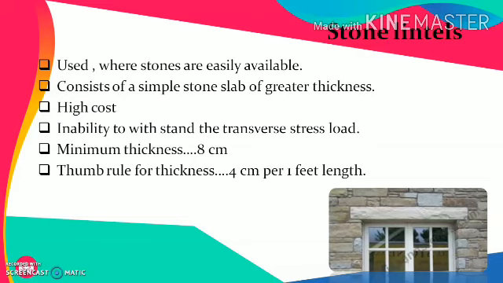The thumb rule says that the thickness of this stone lintel should be 4 cm per 1 foot length. It means that if the opening spans around, say, 3 feet or 0.9 meter, the thickness should be at least 4 into 3, which means 12 cm or more. Such kinds of lintels are used in case of stone masonry. They are very rarely used for other kinds of structures because of their high cost and ability to withstand the stresses.